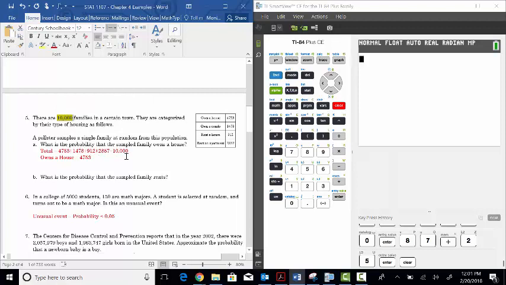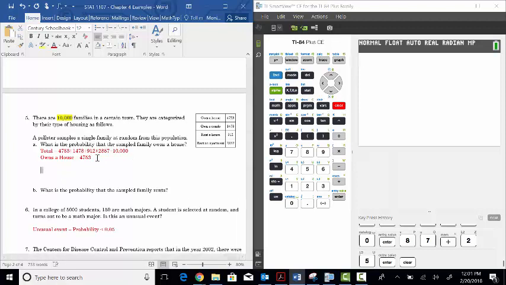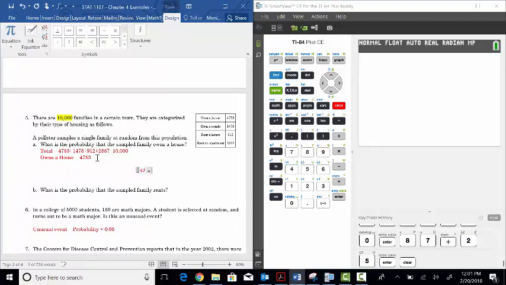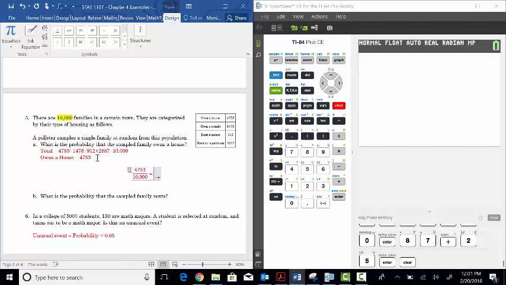So the question says, what's the probability that the sample family owns a house? Well, owns a house, they said there were 4,753 people that owned their own house. So the probability would be owns their own house over the grand total, which equals 0.4753.